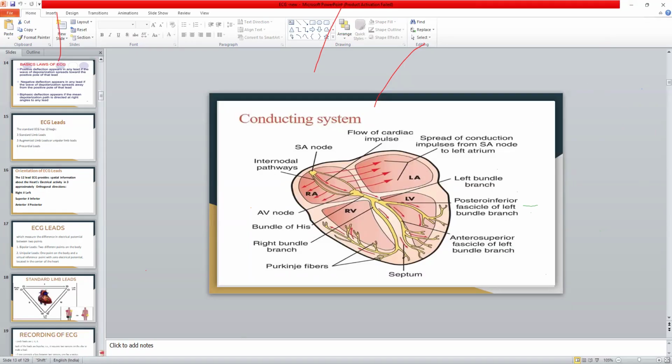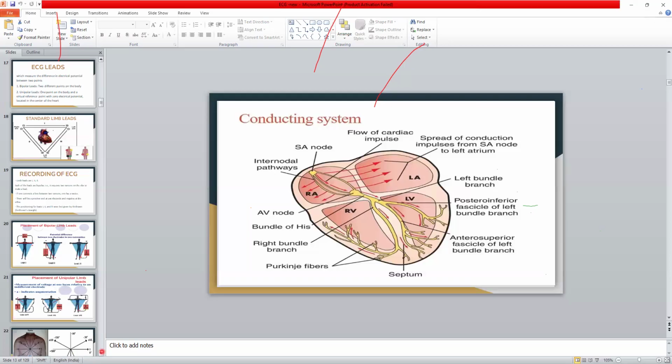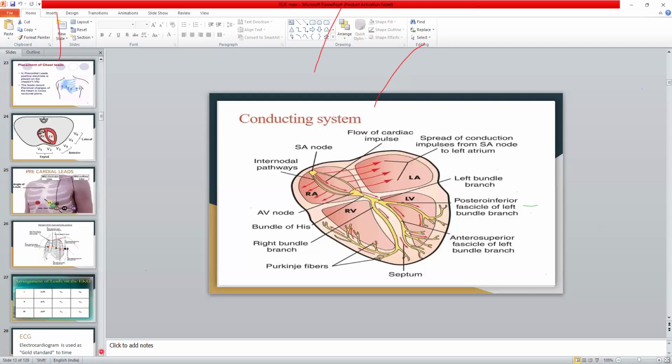Okay, ma'am. If anyone has doubts, let them put them in the group. One more person has asked about the P wave. I'll explain in detail.